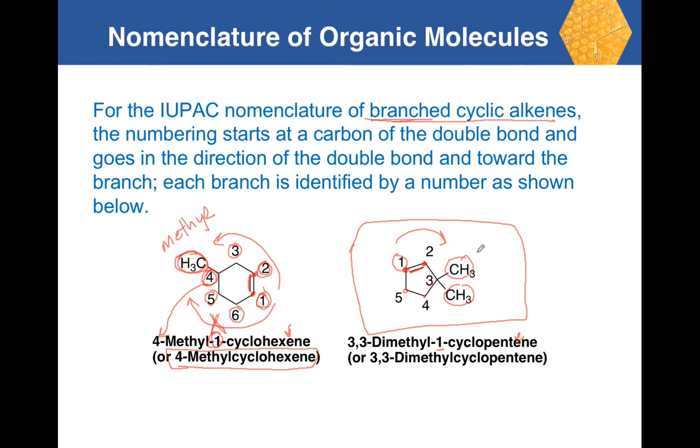We have 2 methyl groups and a methyl group here. So that's a dimethyl, and these 2 groups are on carbon 3, so we say 3,3. So we can write it as 3,3-dimethylcyclopentene. Make sure the E is legible so we can read it.